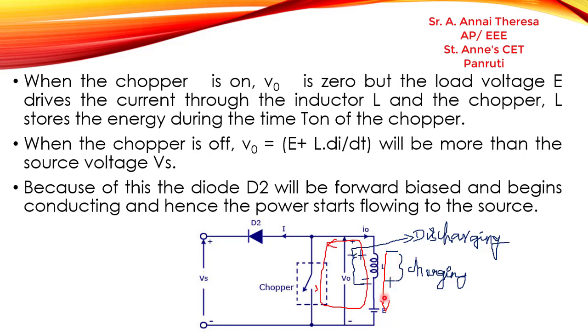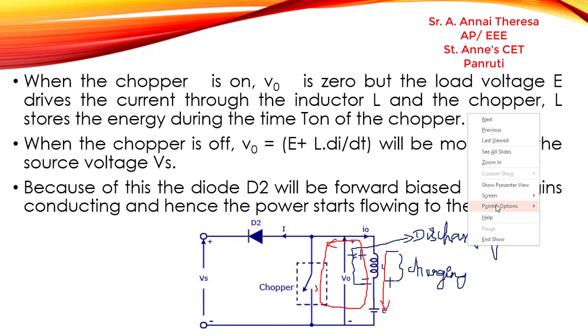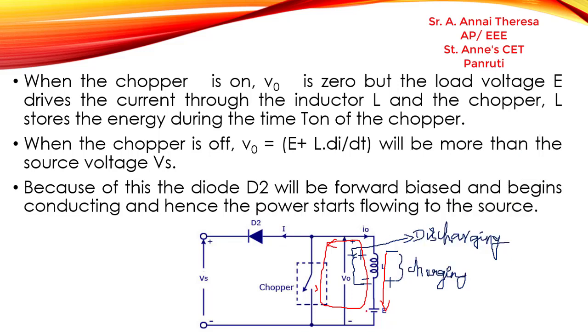Since this output voltage is greater than the input voltage, this diode will be forward biased and the current flow will be like this. Under that condition, this inductor will discharge its current from minus to plus, so the current flow will be like this. In this case also the current is negative, but the voltage is positive. That's why it is called a second quadrant chopper.